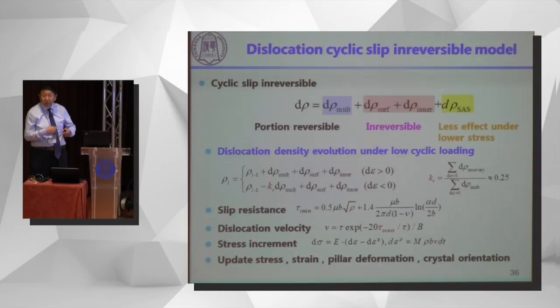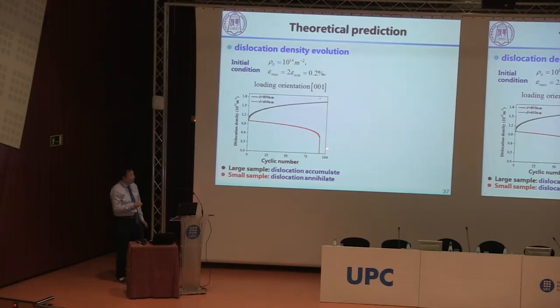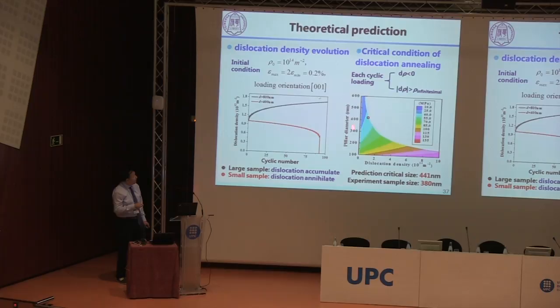Okay, I understand time is limited. We have the theoretical solutions. We can get the stress, slip resistance, dislocation velocity, stress increment, and update the stress, strain, pillar deformation, and crystal orientation. For smaller pillars, dislocation annihilation occurs; for large pillars, dislocations accumulate. We can predict the critical size of the pillars: at the moment we predict around 440 nanometers in diameter. For the experiment, it is 380 nanometers, which is quite reasonable agreement between the theoretical work and the experiment.